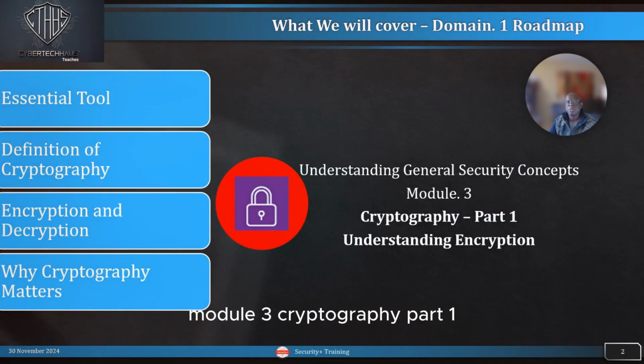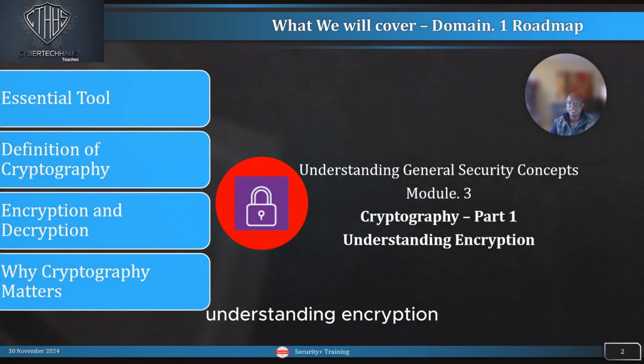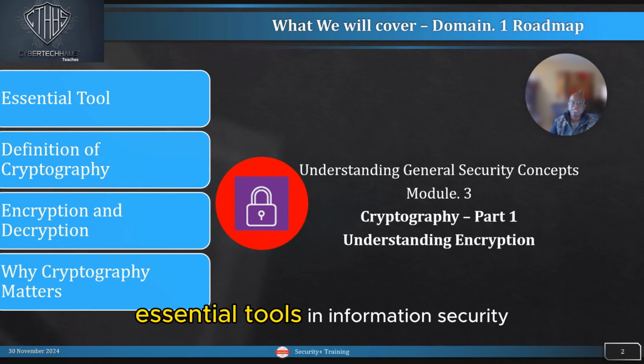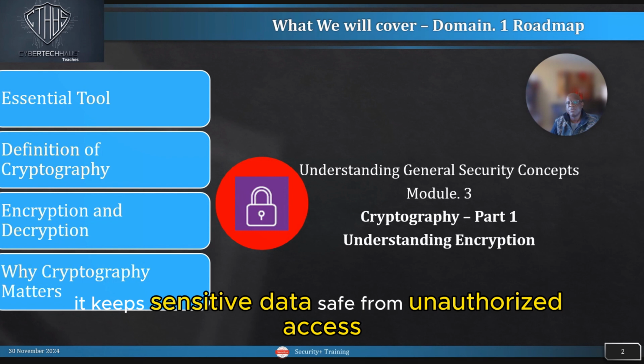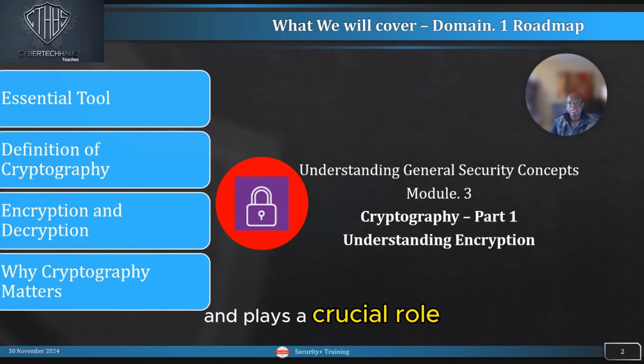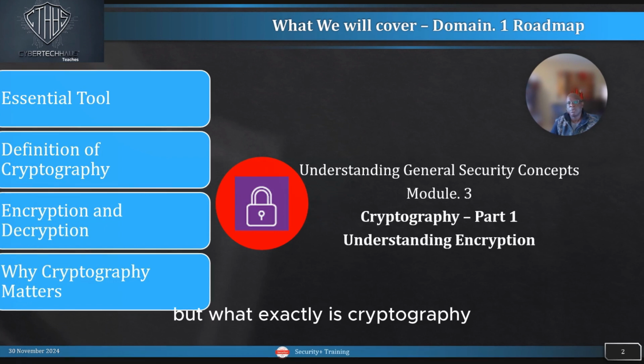Module 3, Cryptography, Part 1, Understanding Encryption. Cryptography is one of the most essential tools in information security. It keeps sensitive data safe from unauthorized access and plays a crucial role in many of the security features we rely on every day. But what exactly is cryptography?